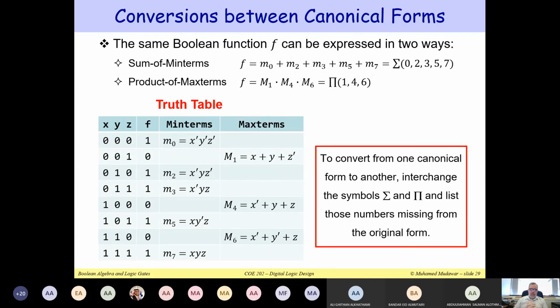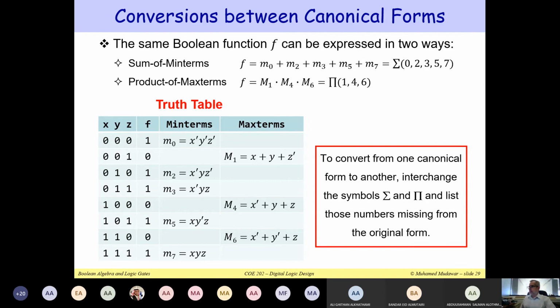To convert from one canonical form to another, we interchange the symbols sigma and pi, and we list those numbers which are missing from the original form. So here, for example, we have 0, so we don't list 0. 1 is not present, so we list 1. We have 2, 3, we don't list them here. 4 is not present, so 4 is not a minterm, so it must be a max term. 5 is a minterm, it's not a max term. 6 is not a minterm, it must be a max term. And 7 is listed as a minterm. So either the value of the function is 1 or 0. If it is listed as a 1 in the truth table, then it is a minterm. If it's listed as a 0, it's a max term.